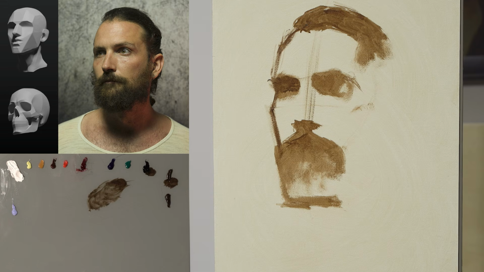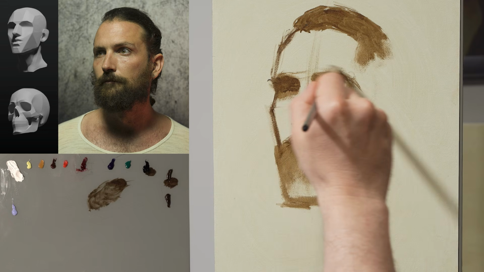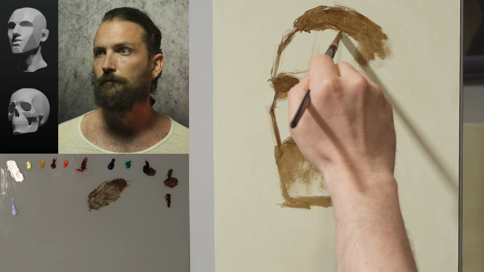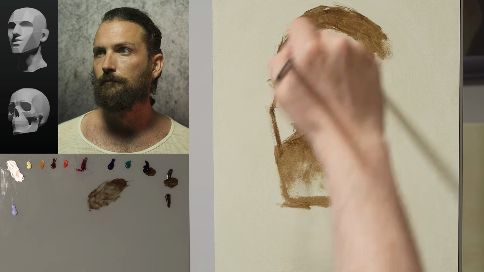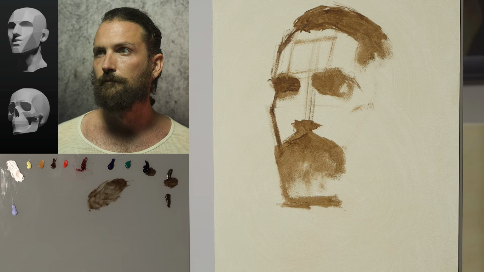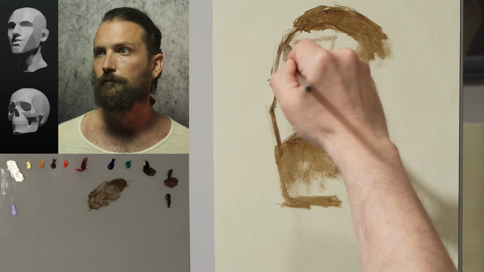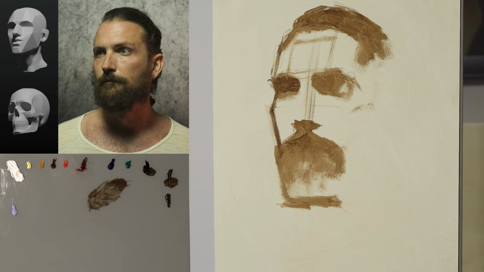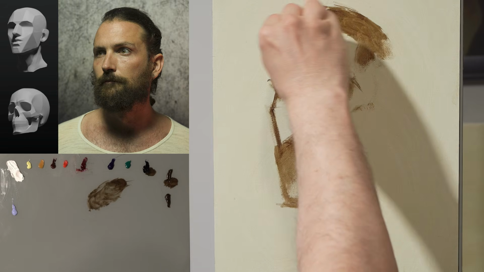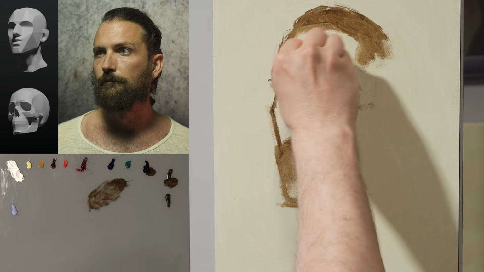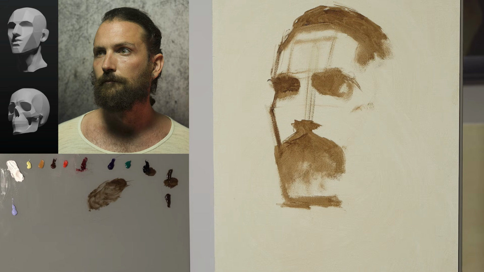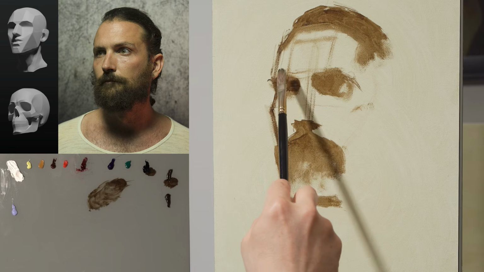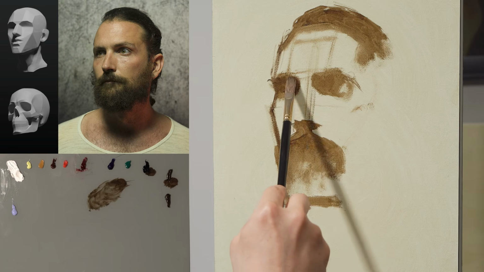So again, I'm thinking about this line here, and I'm thinking about, let's say, the planes of the forehead, exactly the same way as we've seen on the slide, how planes of the head are different in value. So I'm quickly blocking in this.